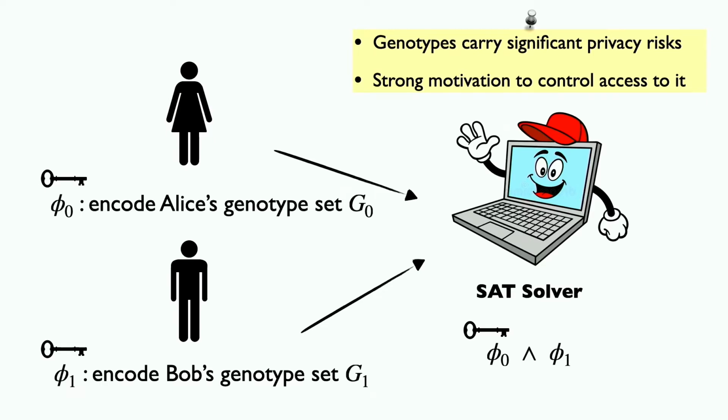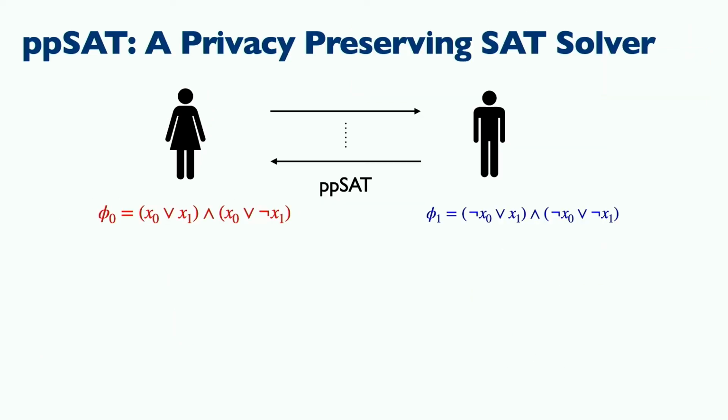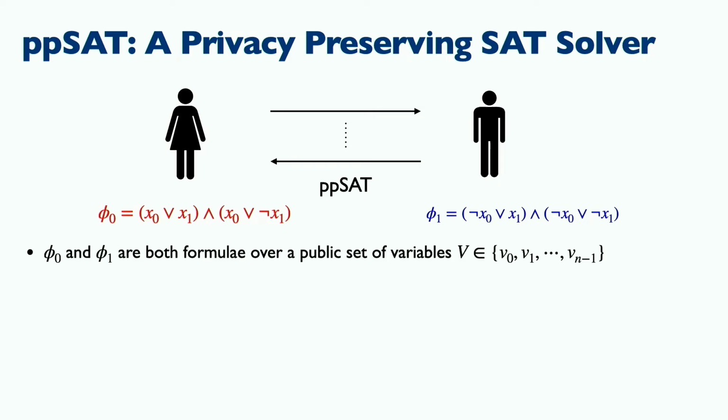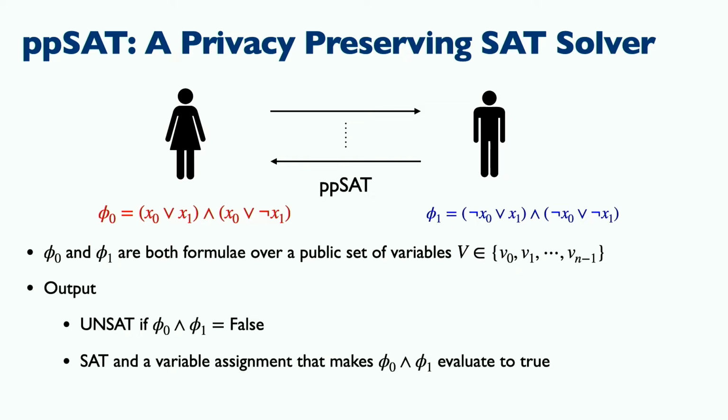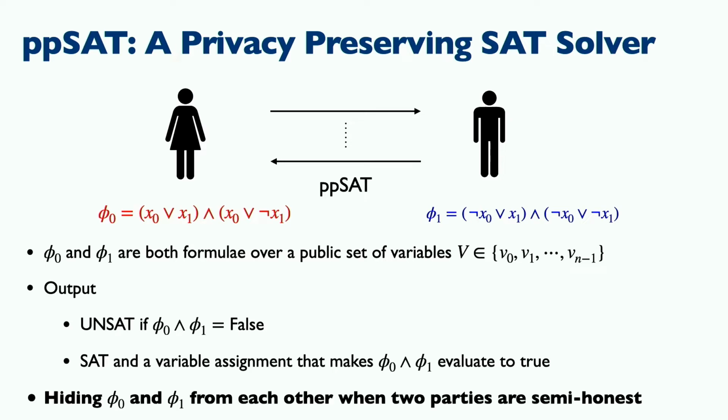Our work, privacy-preserving SAT solving, proposes a ppSAT solver to address this problem. Our ppSAT solver enables two parties to input their secret formulas over a public set of variables. The ppSAT solver will output UNSAT if the conjunction of their input formulas always evaluates to false, or SAT if there is a variable assignment that makes the conjunction of the input formulas evaluate true. Moreover, as its name indicates, our ppSAT solver provides enhanced privacy in the sense that it will hide the participants' input formulas from each other.